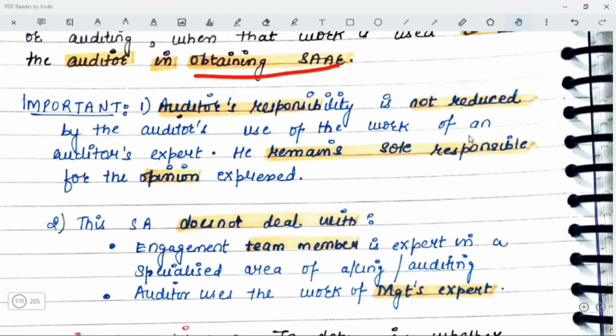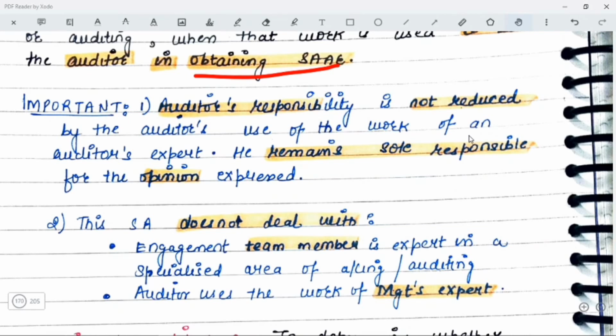Iske liye you are appointing the expert. Okay, it's just like a management expert, but the difference is here the auditor is taking help from the expert, and in SA 500 the management takes help from his expert. So this is the difference between the two. Otherwise both of them are the same. Both of them help. One is helping the management and one is helping the auditor. That's it. Okay, now let's talk about important pointers.